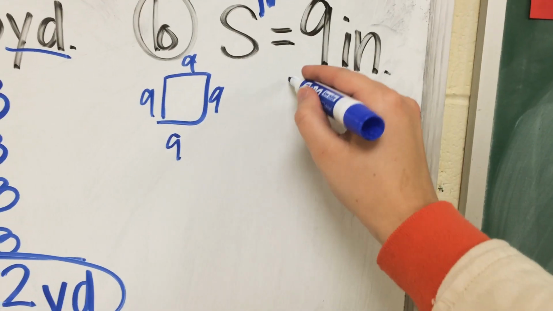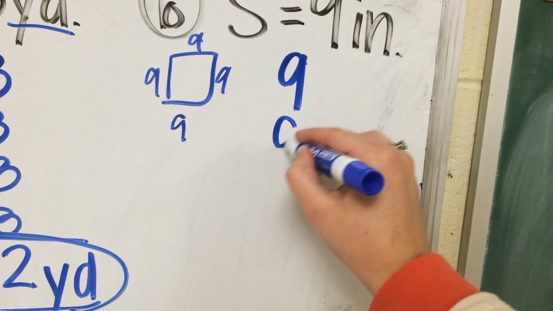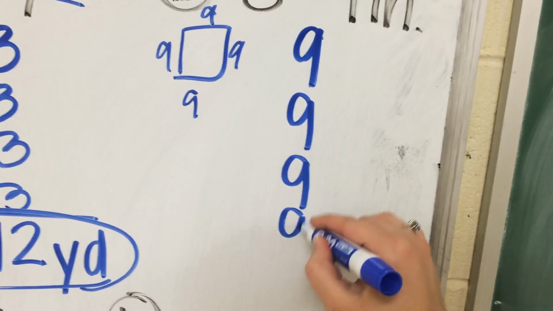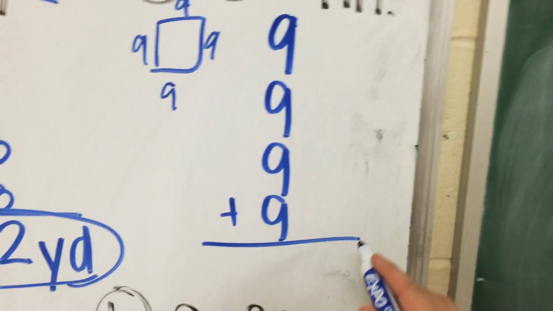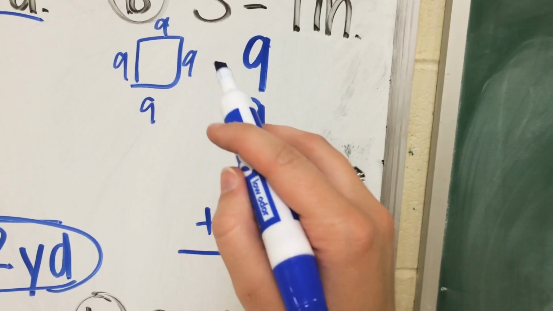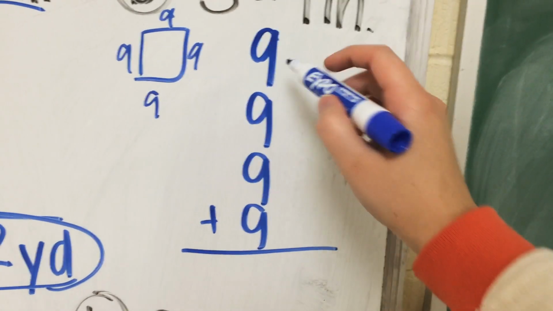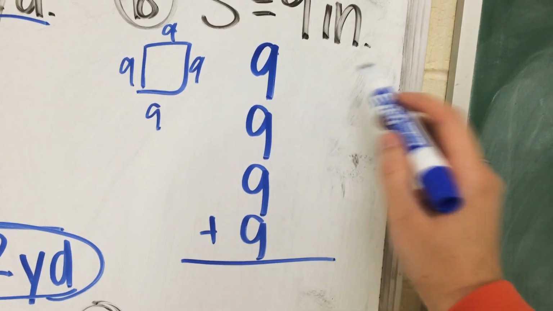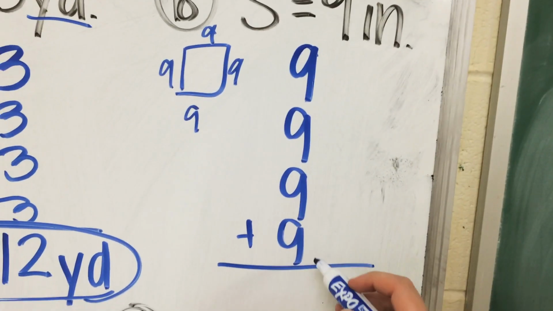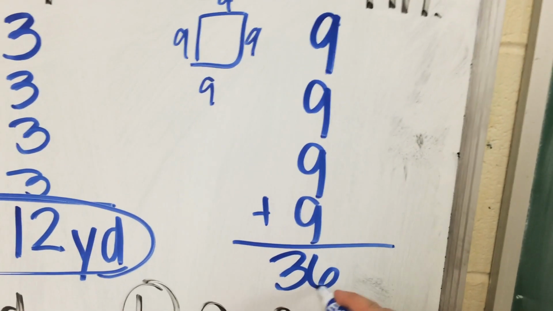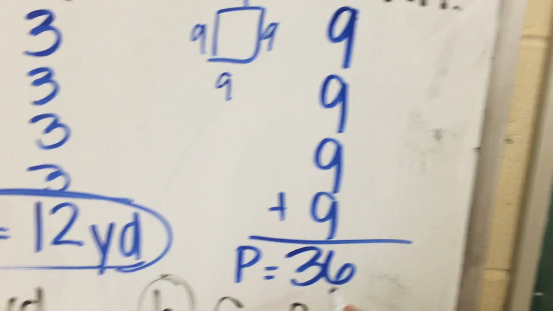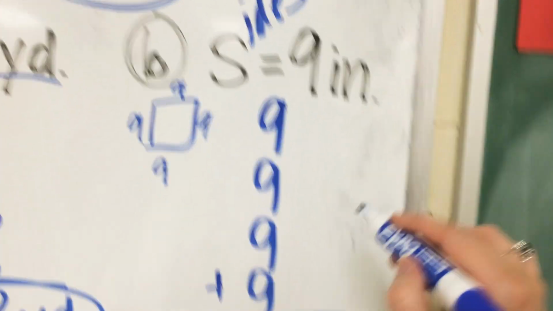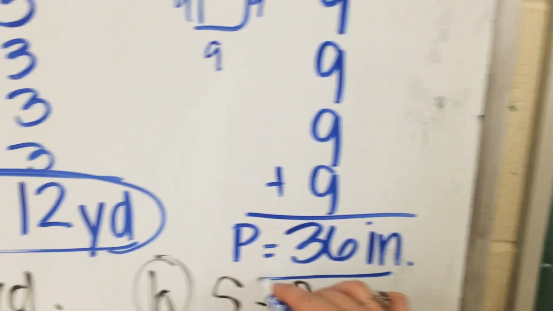So using addition, we're going to do 9 plus 9 plus 9 plus 9 because there are 4 sides to a square. So we have 9 plus 9 plus 9 plus 9. So 9 plus 9 is 18, plus 9 is 27, plus 9 is 36. So our perimeter of this square equals 36 inches. Don't forget to label those.